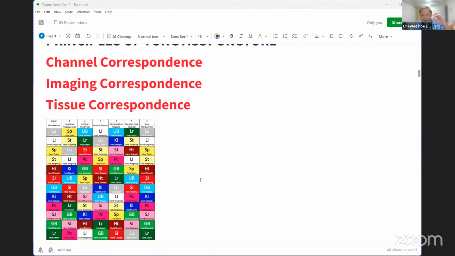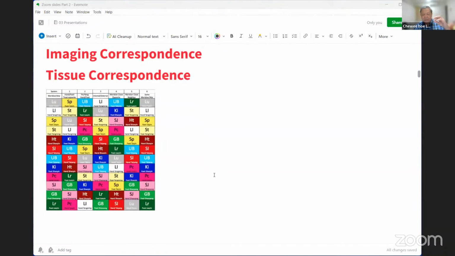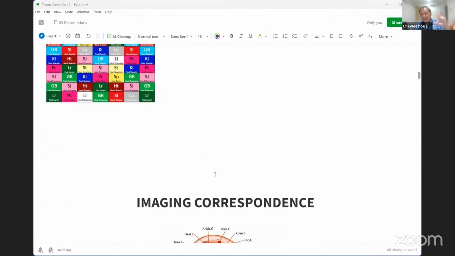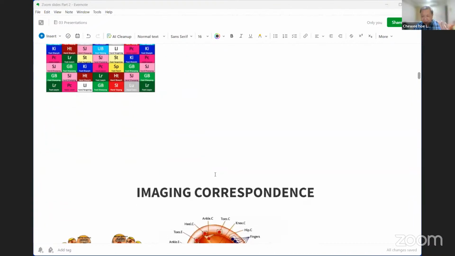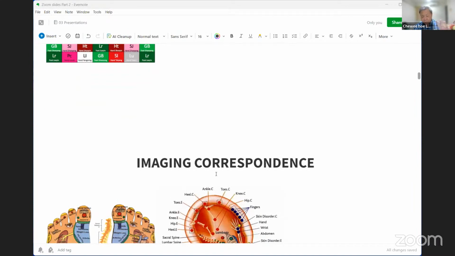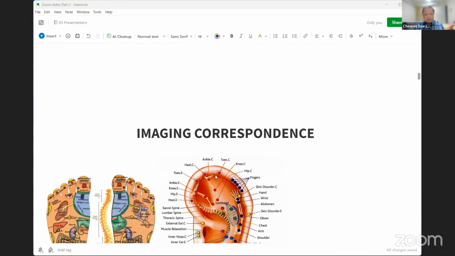So this is one of the underlying principles in Tung Acupuncture. Number 2, image correspondence. This one, everybody can handle it. Right? Even those of you who have no basic acupuncture. Image correspondence.